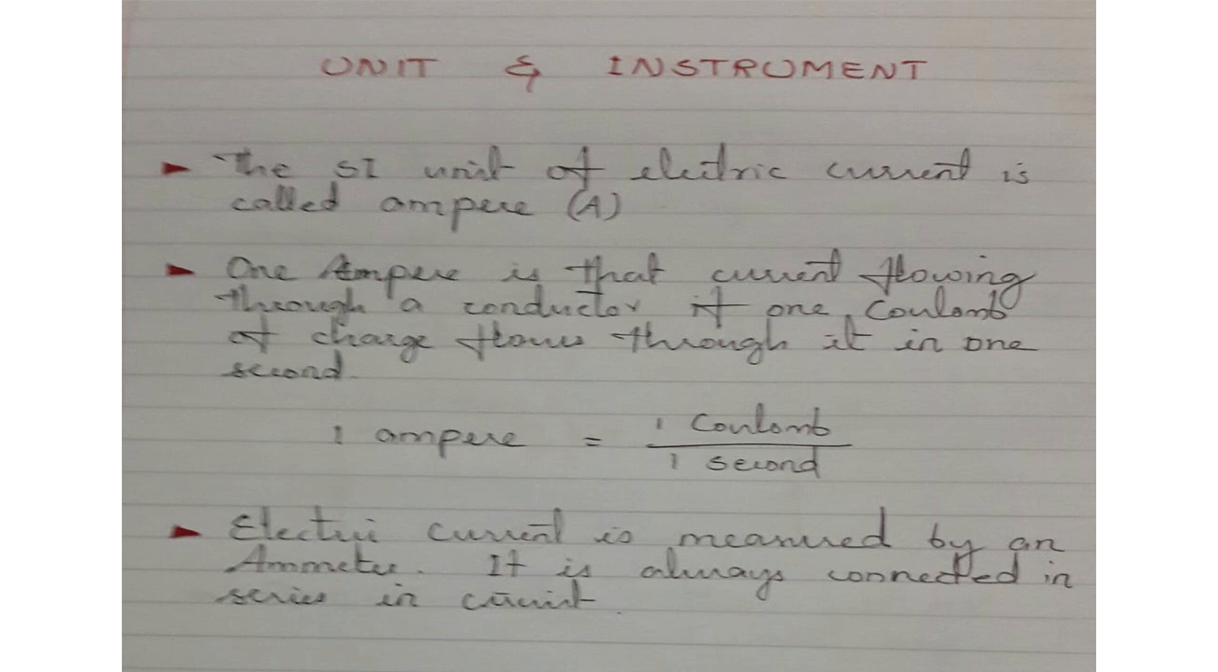Electric current is measured using a device which we call an ammeter. So the ammeter is the instrument used for measuring electric current. It is always connected in series in a circuit, because only then can we measure all the current flowing through that circuit. So we have just recalled electric current, its definition, its equation, SI unit and instrument.